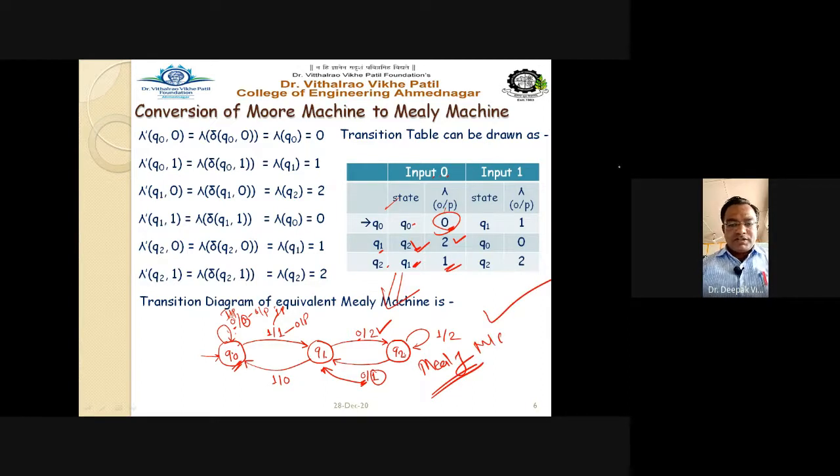And always there is an examination, there is a 101% chance of a question on conversion: either convert the Moore machine into Mealy machine or Mealy into Moore. One such question is compulsory, asked in the semester as well as in the end semester examination. Getting this point? So let us go to another example.